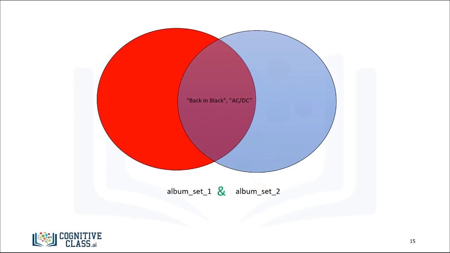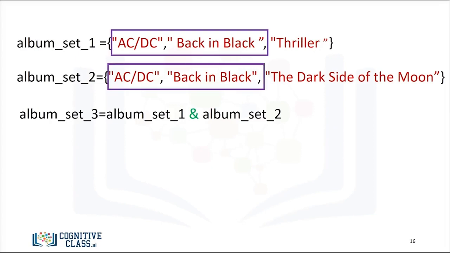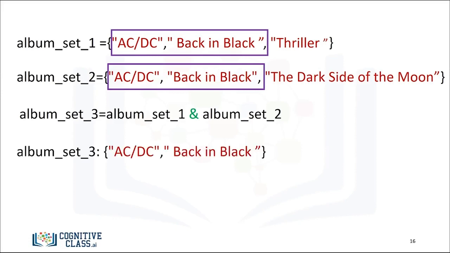After applying the intersection operation, all the items that are not in both sets disappear. In Python, we simply place the ampersand between the two sets. We see that both AC/DC and Back in Black are in both sets. The result is a new set, album set 3, containing all the elements in both album set 1 and album set 2.